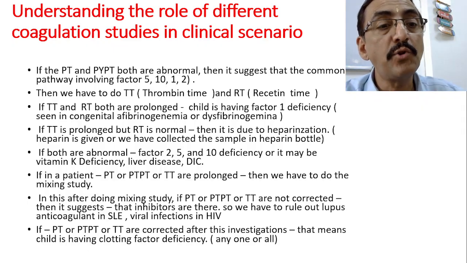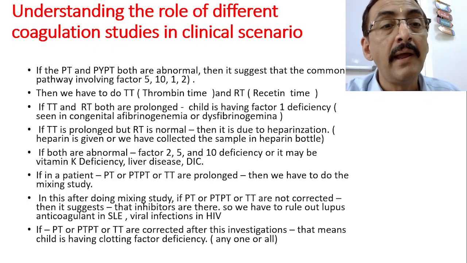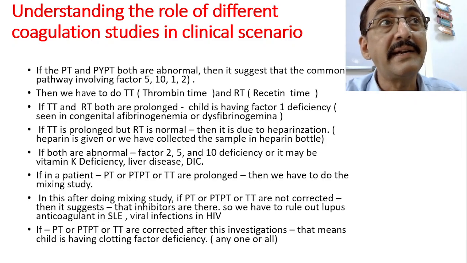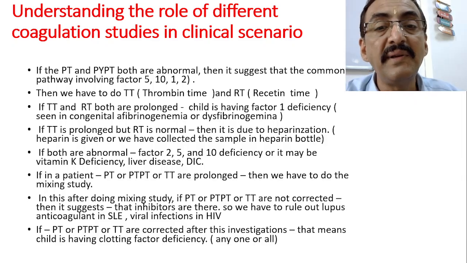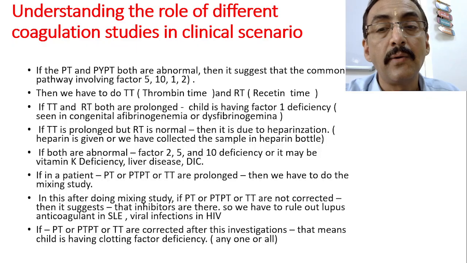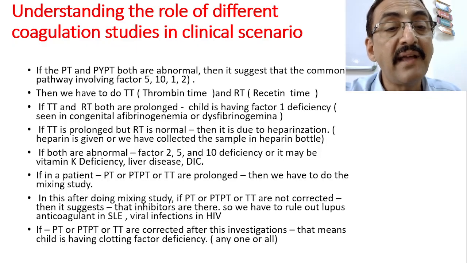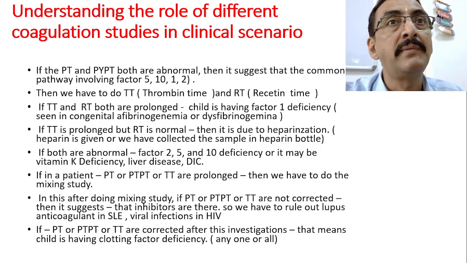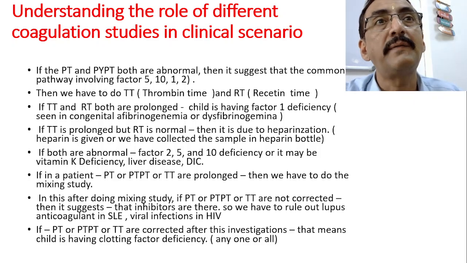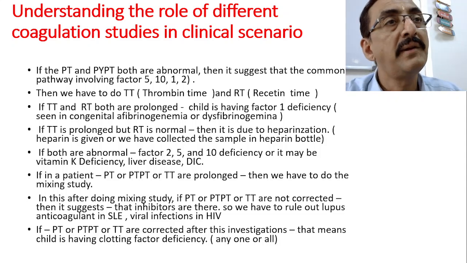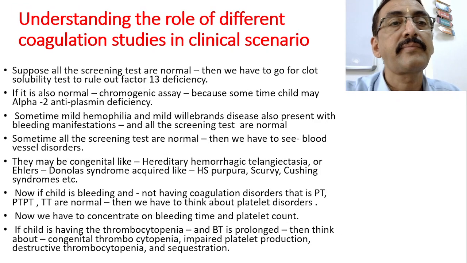Now if the prothrombin time and APTT and TT all the three get corrected after doing the mixing study, okay, so that means that the child is having clotting factor deficiency, any one of or all. So in the mixing, factor number 10, then come 1, 2, 3. Any of these deficiency will be there because after doing the mixing study it is corrected. That means any one of the factors is absent or deficient.